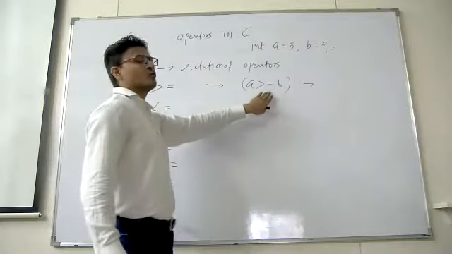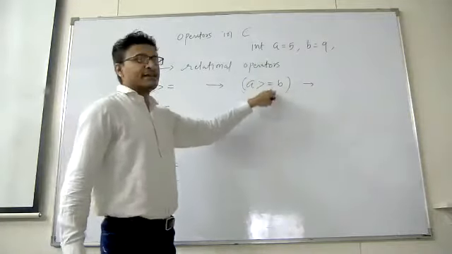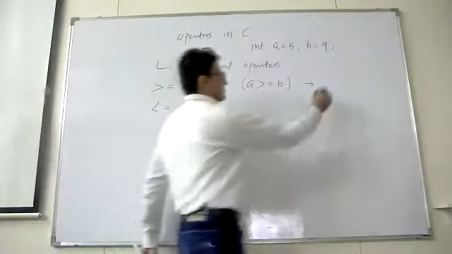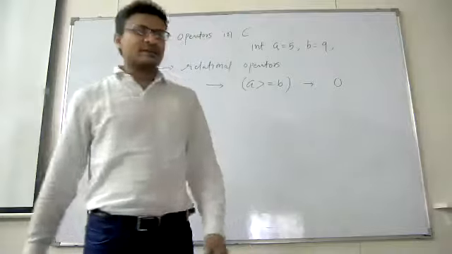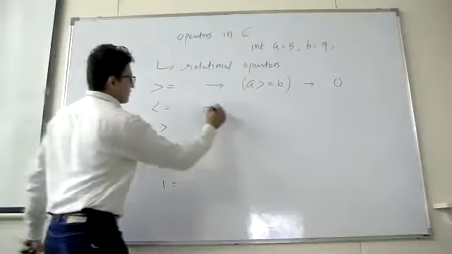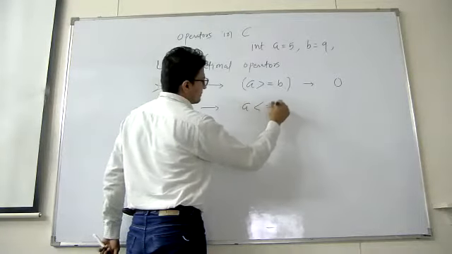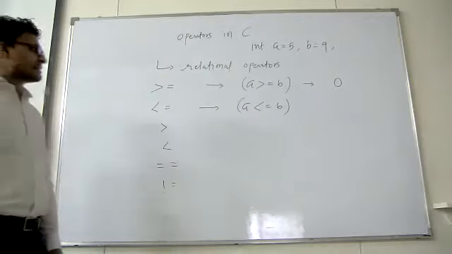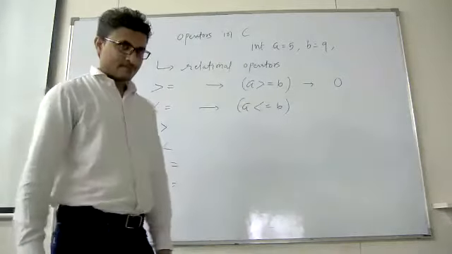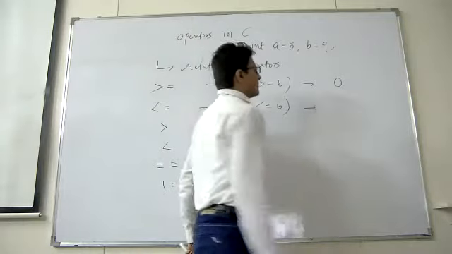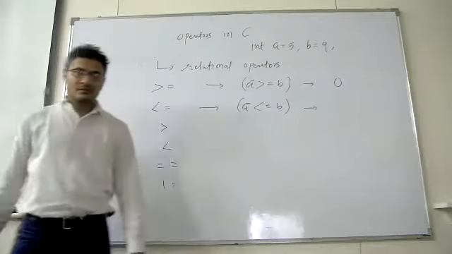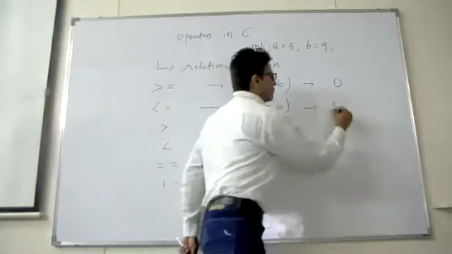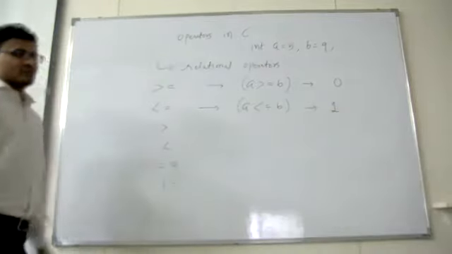If the condition is true, then 1. If the condition is false, then 0. Here the condition is false, so the answer is 0. What about a less than or equal to b? The condition is true, so the answer is 1.